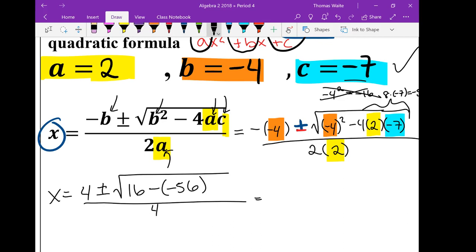Just going to finish simplifying under the square root. So I'm going to leave the 4 where it is. 4 plus or minus the square root. 16 plus 56 is 72. And on the bottom, 4.